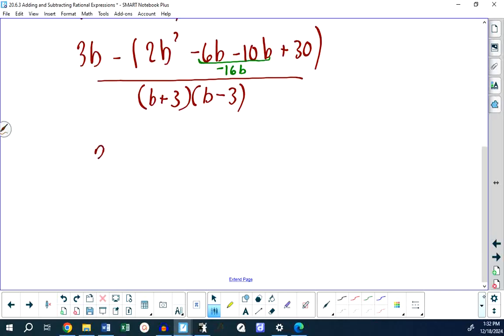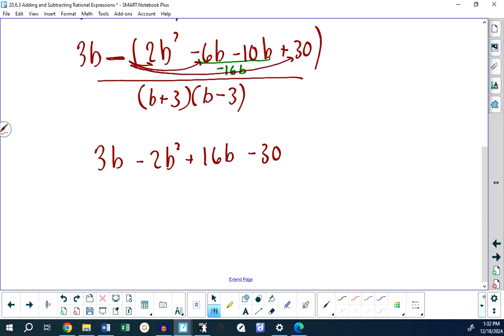So the top becomes 3b minus 2b squared plus 16b minus 30. I'm subtracting everything. I'm subtracting this. I'm subtracting this. I'm subtracting that. All right? You can think of it as, yep. Why is it 16b positive? Because it's negative 16b in the brackets, but I'm subtracting negative 16b.